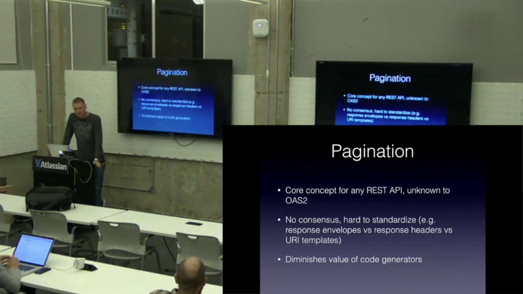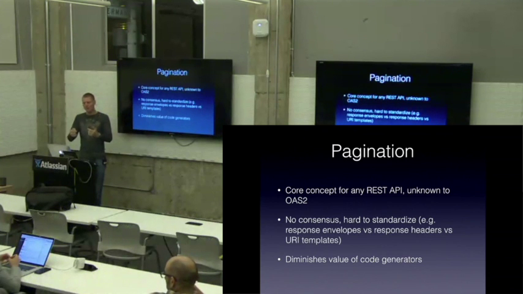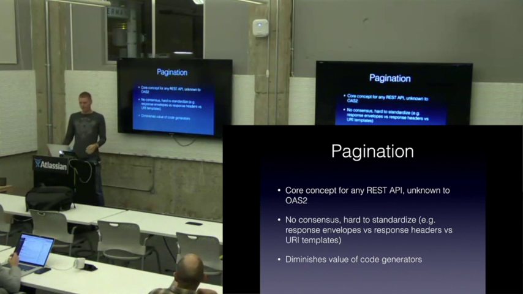What we do is we don't return a raw array. We wrap it in an envelope object, an envelope object that contains metadata like the total number of items and a link to the next page and a link to the previous page, which is OK. You can work with that. But it is entirely lost on Swagger. And if it's entirely lost on Swagger, it's also lost on the code generators.